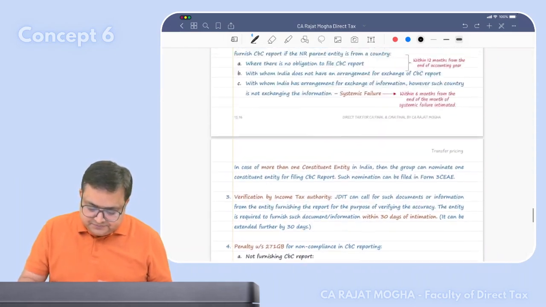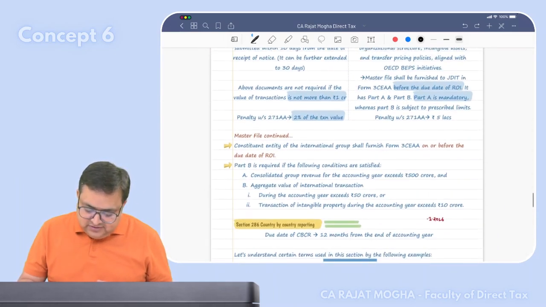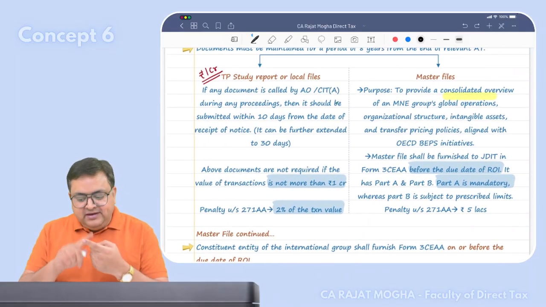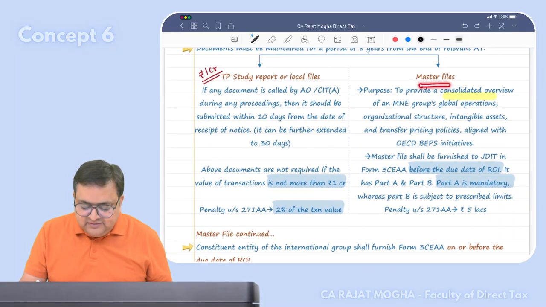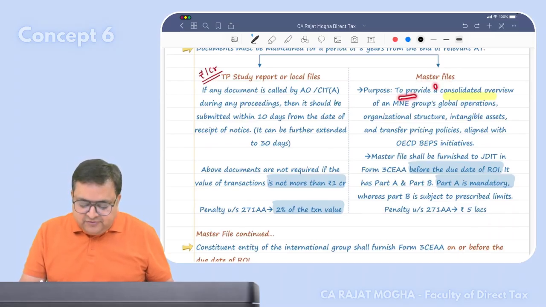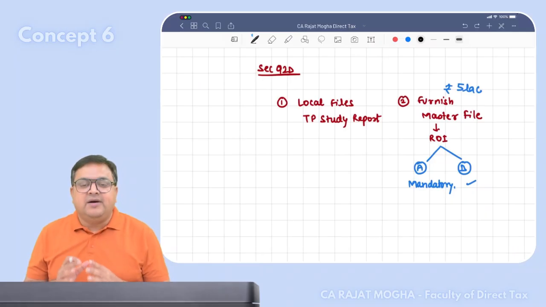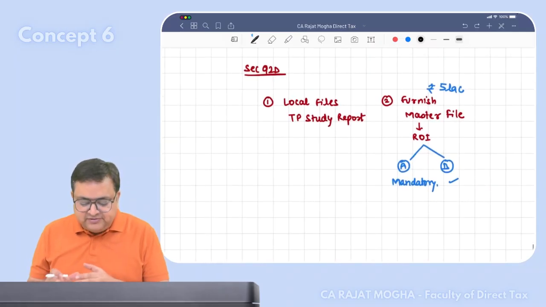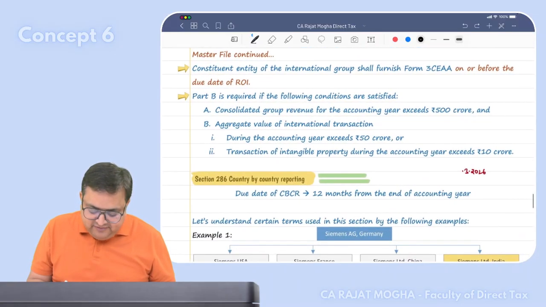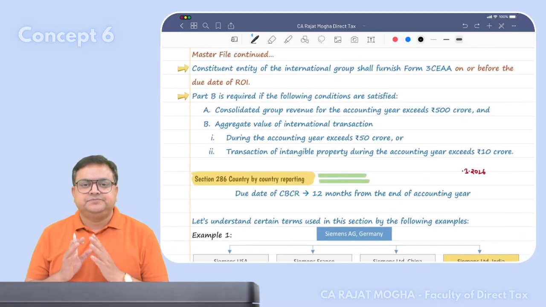Okay, come back. Now, this is the TP report that you have to furnish. This is the local file. Second is the master file. And obviously it is an international transaction. So why do we require a master file, guys? Actually, after the master file, we will see that there is another section, 286. Very, very important section, 286.